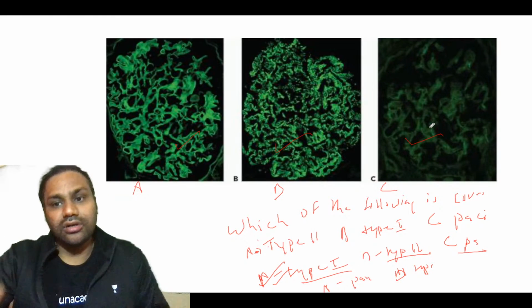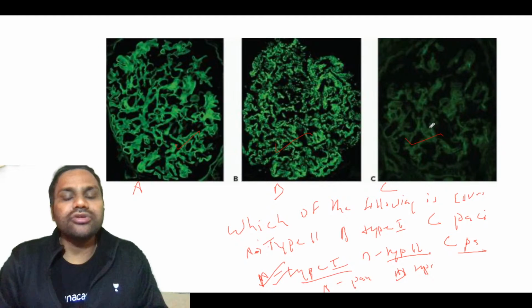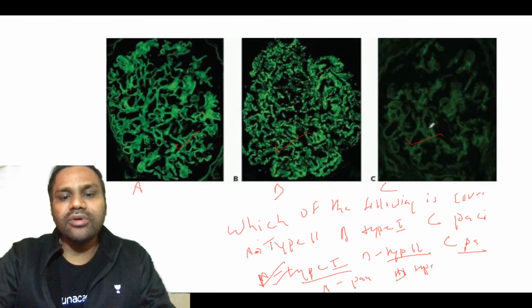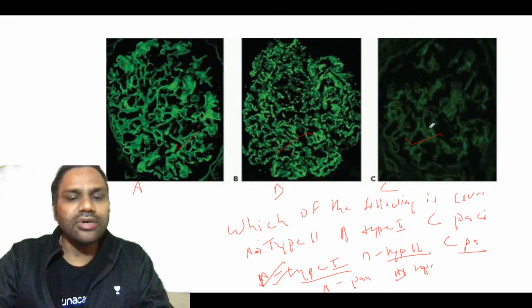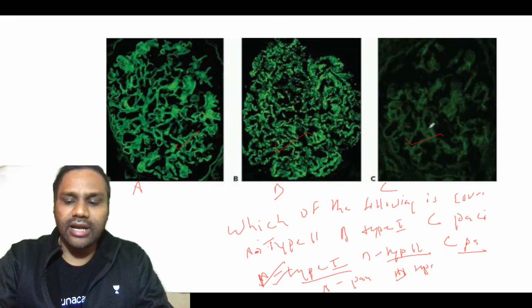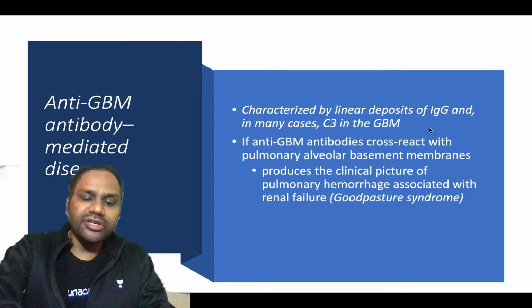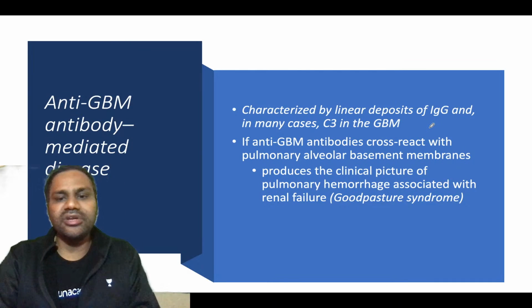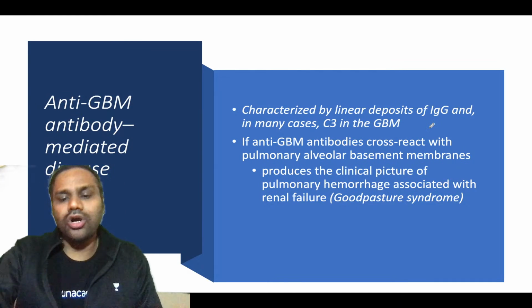But if you get scared seeing the IF, then obviously you can't solve it. So this is a very important thing. This question can be asked in your exam regarding rapidly progressive glomerulonephritis. Now coming to anti-GBM antibody mediated disease. Firstly we'll talk about type 1.